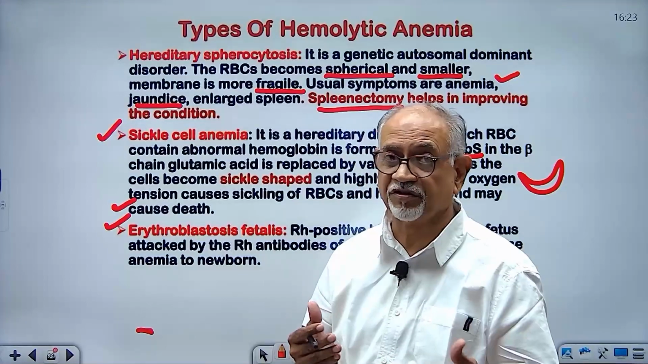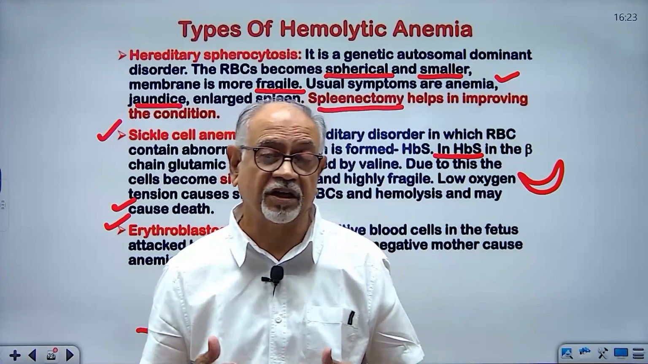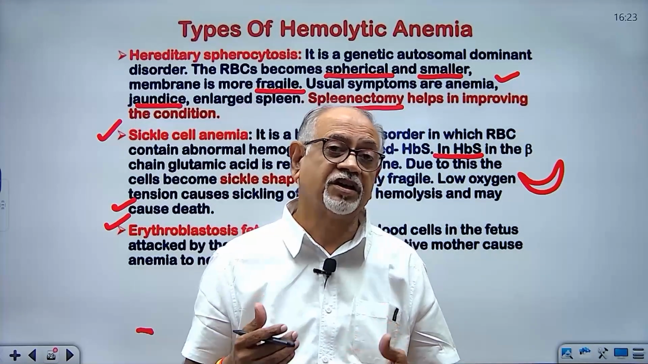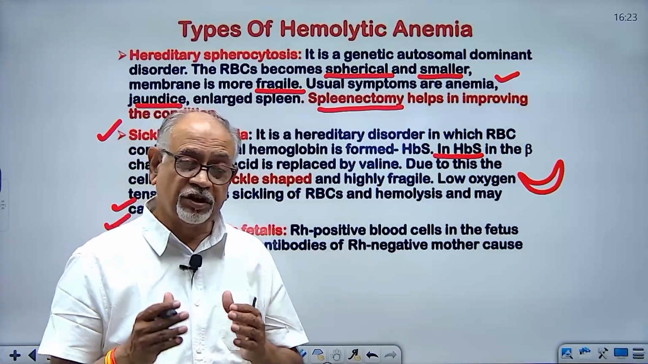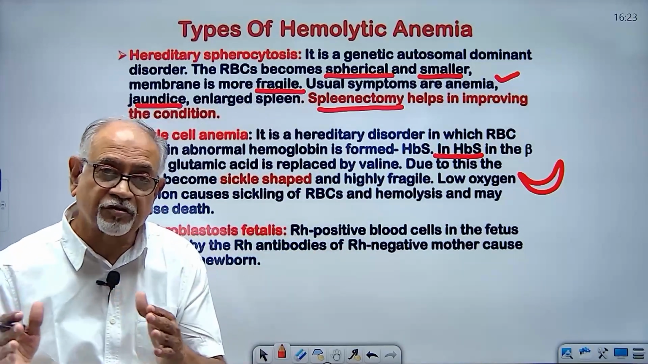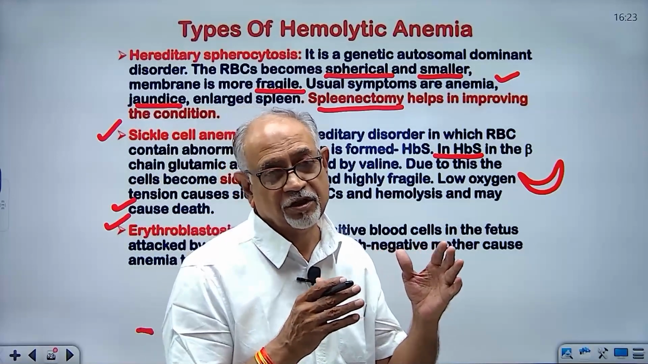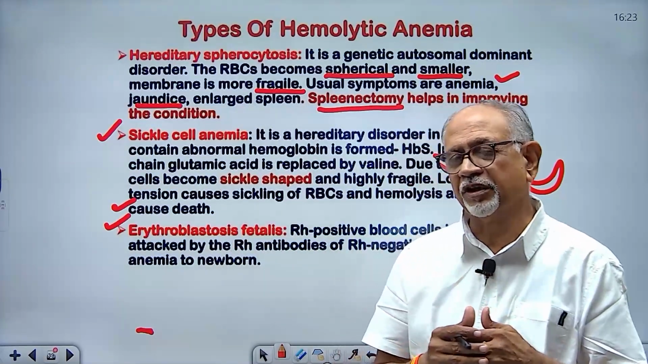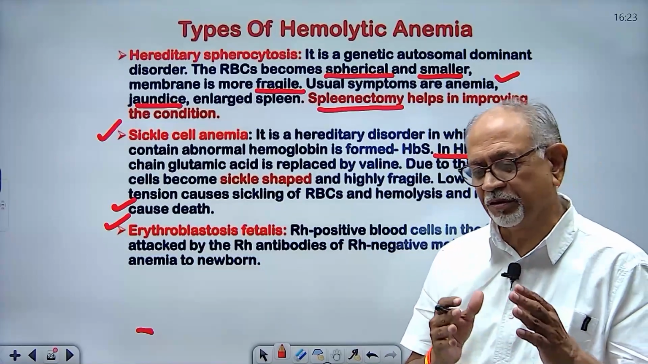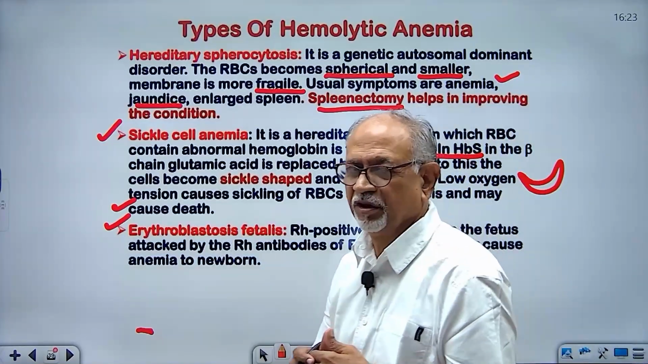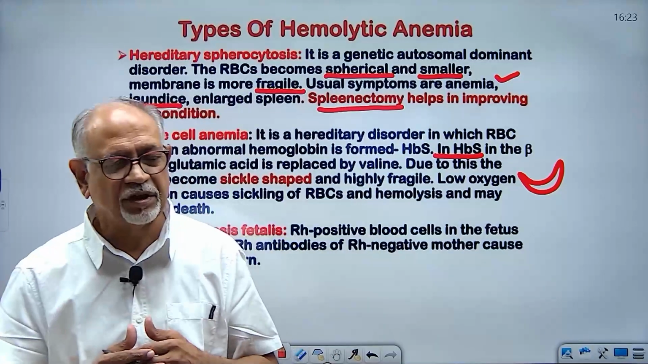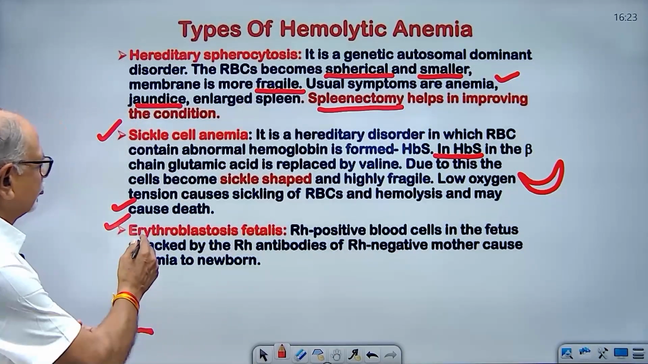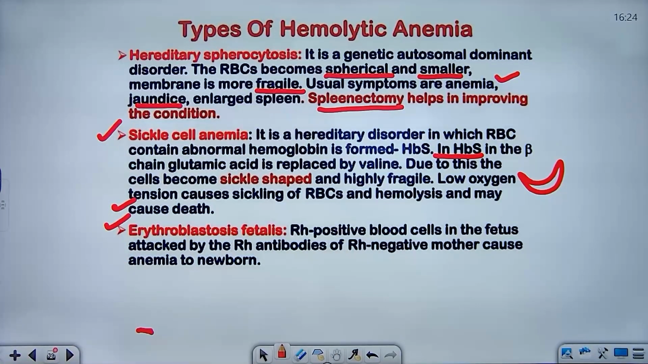already sensitized for Rh and has Rh antibodies, these Rh antibodies can pass through the placental barrier into the fetal circulation, and these antibodies destroy the RBCs of the fetus. So, this is called erythroblastosis fetalis.